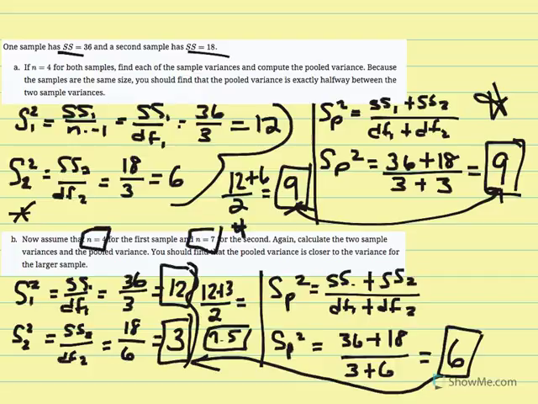Again, we saw that averaging those two variances didn't produce the same value as our pooled variance. The pooled variance is a more accurate representation of combining these two samples. And again, it's always going to be closer to the sample that had a larger sample size.